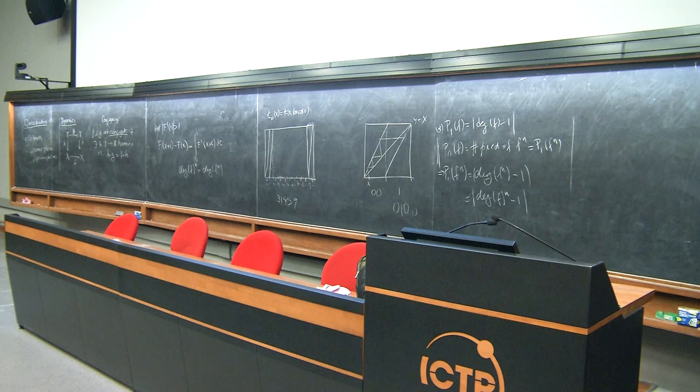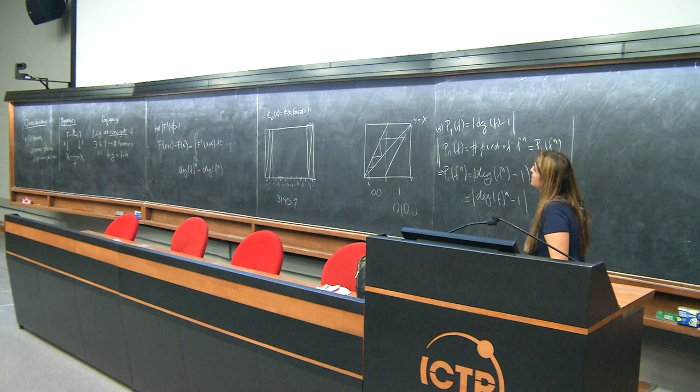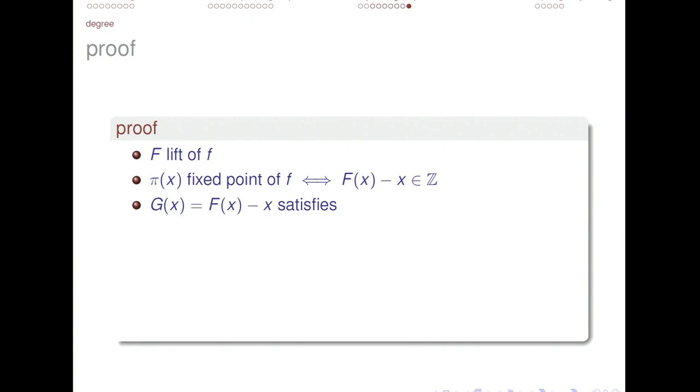And let's consider g. We need to count, in some sense, the zeros of f(x) minus x. Or what is the same, the number of times this cuts Z between 0 and 1. And so we have to count the number of zeros, or integers, of g(x).